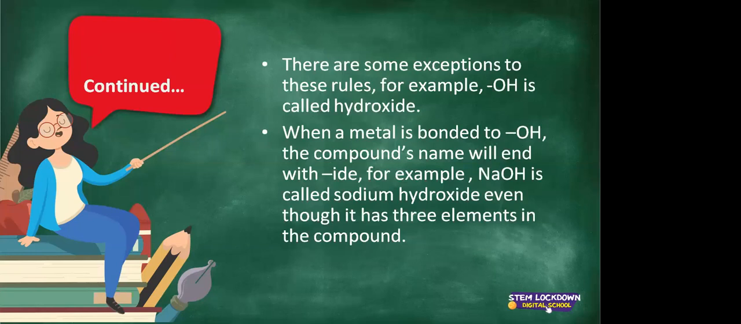There are some exceptions to these rules. For example, OH is called hydroxide. When a metal is bonded to OH, or to a hydroxide, the compound's name will end with IDE. Are we clear? It's hydroxide. For example, sodium hydroxide is called sodium hydroxide, even though it has 3 elements in the compound. Because it is bonded with a hydroxide, it will end with IDE. Are we clear on that one?